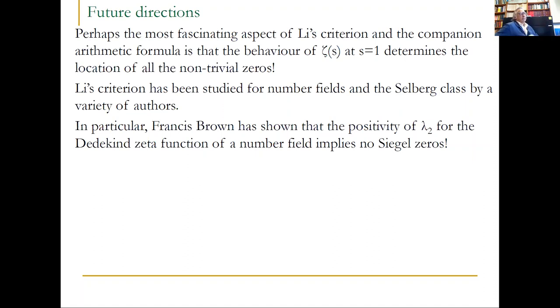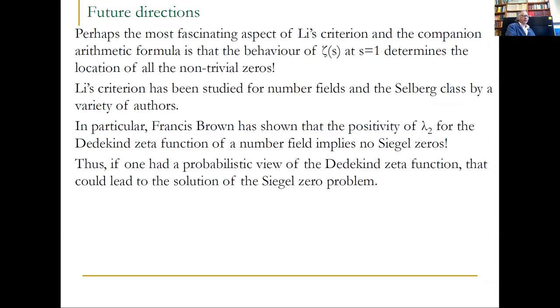In the paper by Biane and company, we have small cases. I believe they do some, maybe the Gaussian ring or something like that, some small number fields in which they say similar things can be done. But in general, for the number field situation, I find this fascinating. The positivity of lambda 2 for the Dedekind zeta function, of course, hinges on whether you can repeat Polya's calculation of interpreting the Dedekind zeta function, or an appropriate version of it modified by gamma functions and so on, as the Mellin transform of a non-negative probability distribution. So that still seems to be quite open. If one had a probabilistic view of the Dedekind zeta function, that could lead to the solution of the Siegel zero problem.